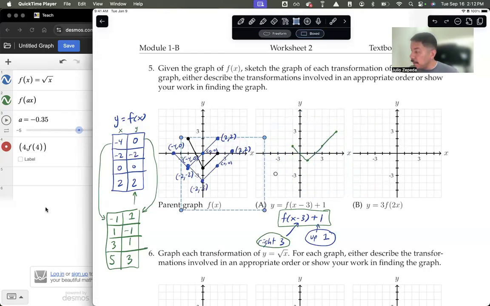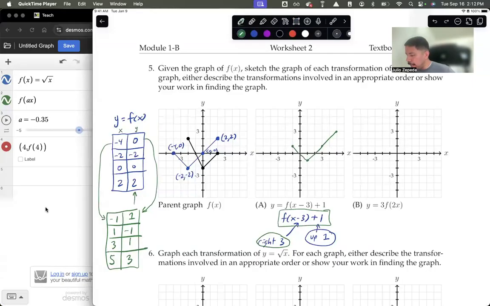Yes, so that graph in green, let me actually delete that. That graph in green is the new transformed function. Okay, so that's nice. How about 3f of 2x? What is this new function going to look like?